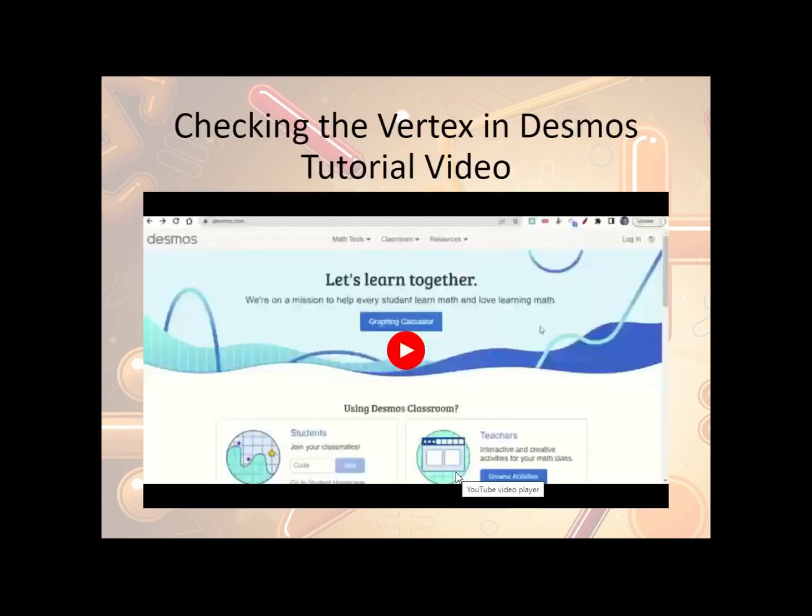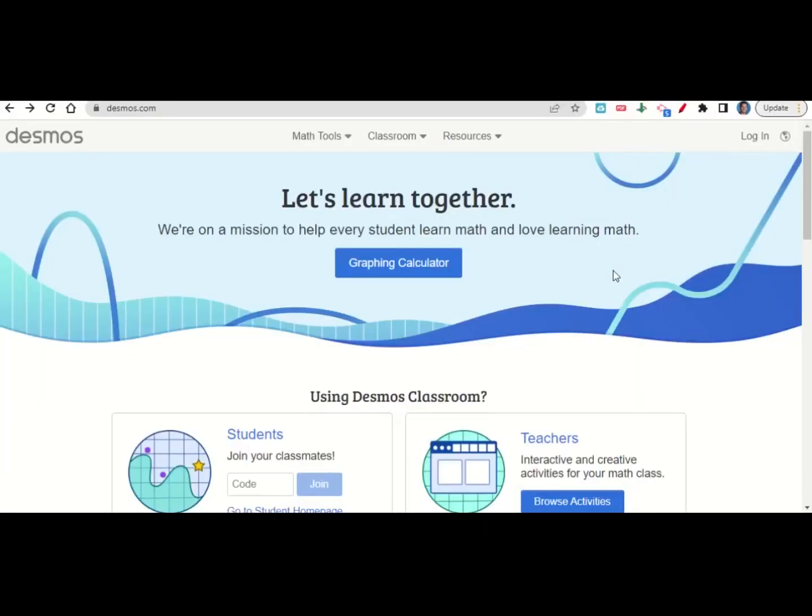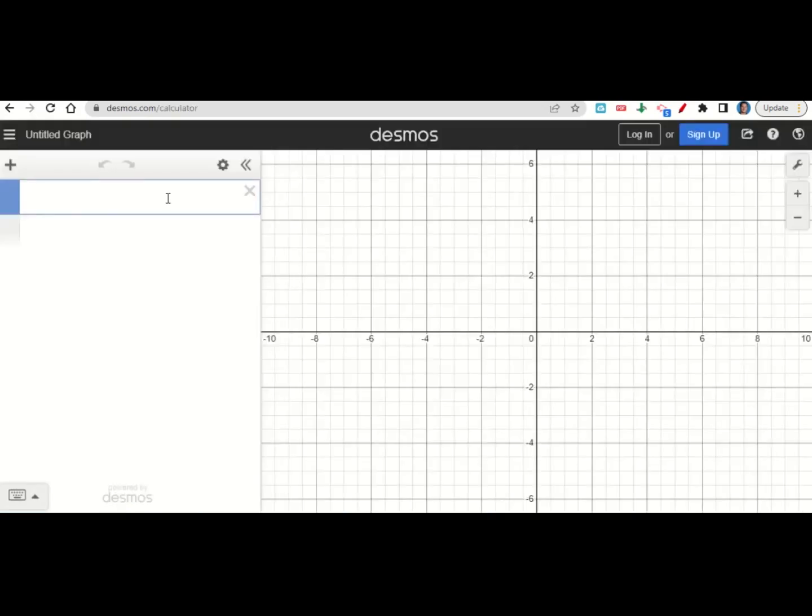Now there's a video here showing you how you can use Desmos to check your work when trying to find the vertex of a quadratic. So go ahead and watch that video now. Now let's take a look at how we can use Desmos to check our work when checking the location of the vertex of a quadratic. So we go to desmos.com and we're going to click on Graphing Calculator.